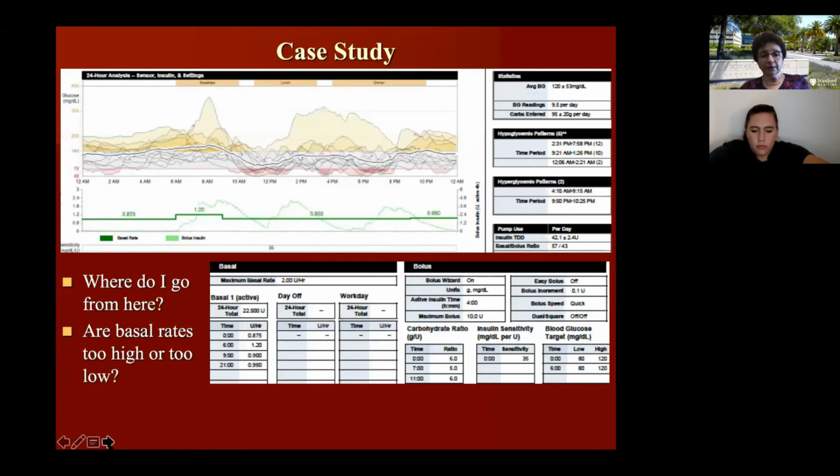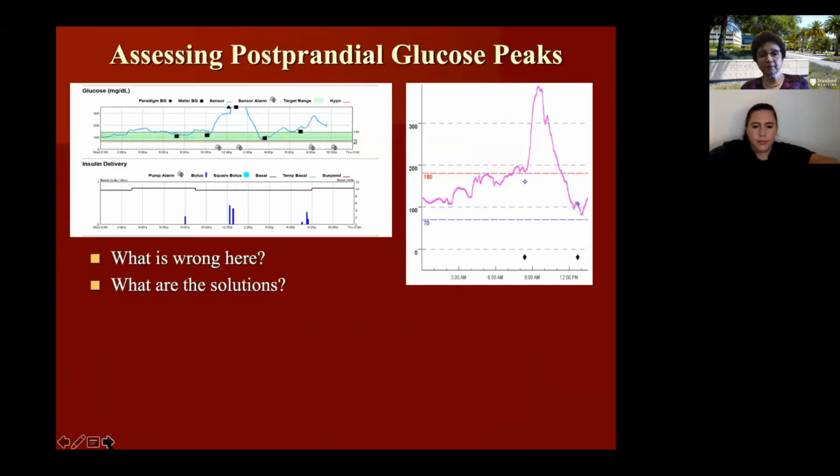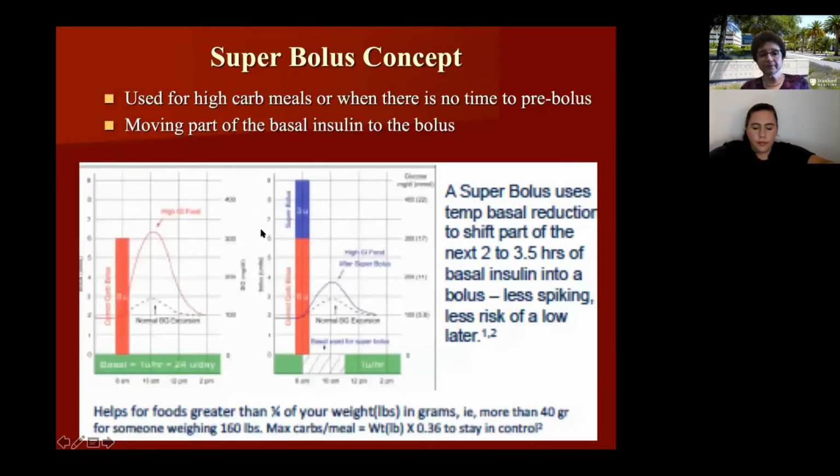If we have more time, I'm more than happy to go over some of those examples, but what I wanted to get to is some of the bolus tips.